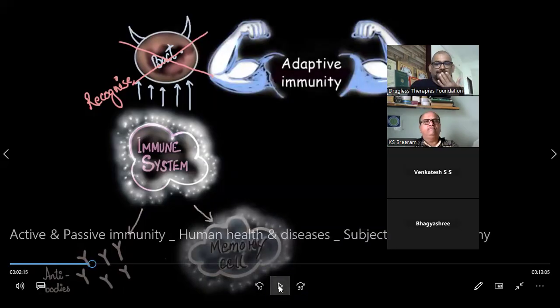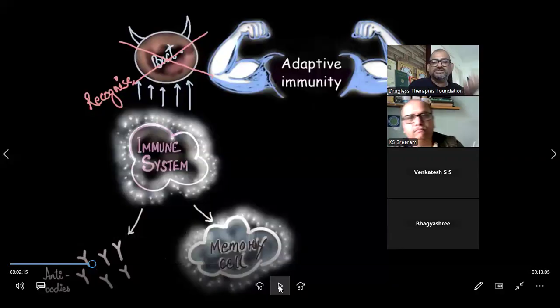Now, I want you to understand what this adaptive immunity is. It means that with a different type of invader, our body trains itself and gets ready for the future invader, a similar invader.